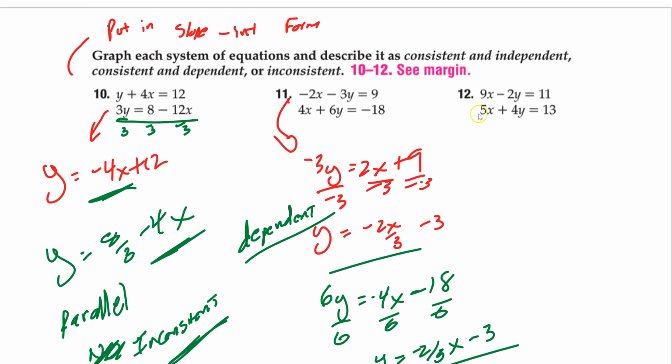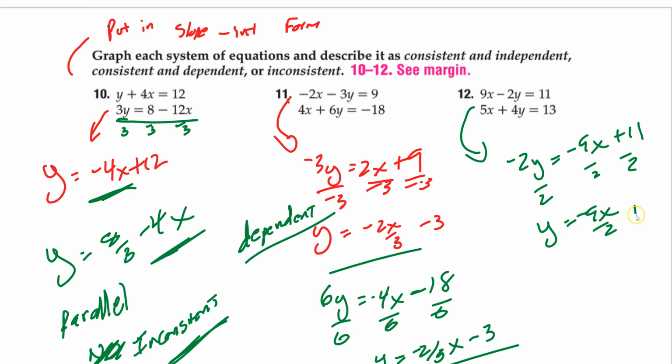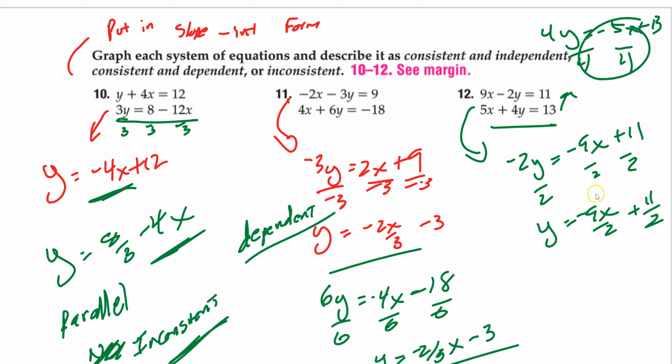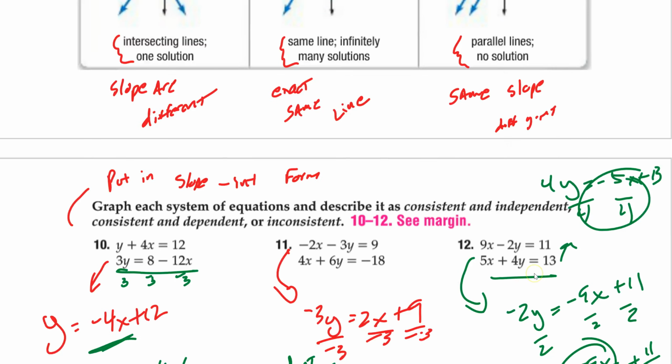And you probably could guess by now this is going to be independent, but we can do it real quick. So let's solve for y. Negative 2y equals negative 9x plus 11, divided by 2. You get y equals negative 9x over 2 plus 11 over 2. If I do it for this one, 4y equals negative 5x plus 13. Divide by 4. Slopes are different. So these two are inconsistent. Sorry, or intersect. They do intersect, we call that independent.